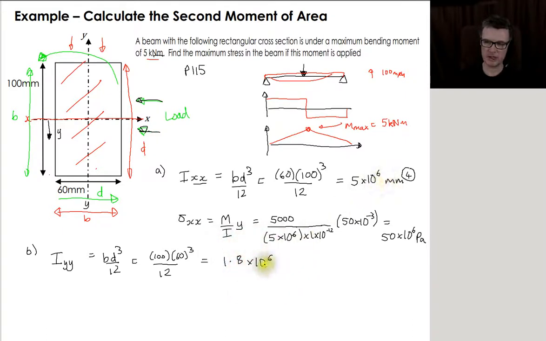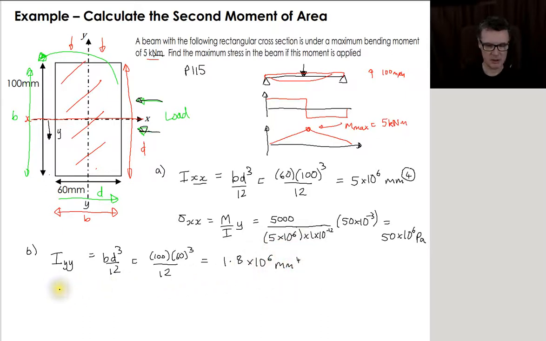So notice you're going to get 10 to 6. When you do these calculations, try to use the eng button on your calculator to get nice values like 10 to the 6, 10 to the 9 when you write out your final result. This will be millimeters to the power 4.